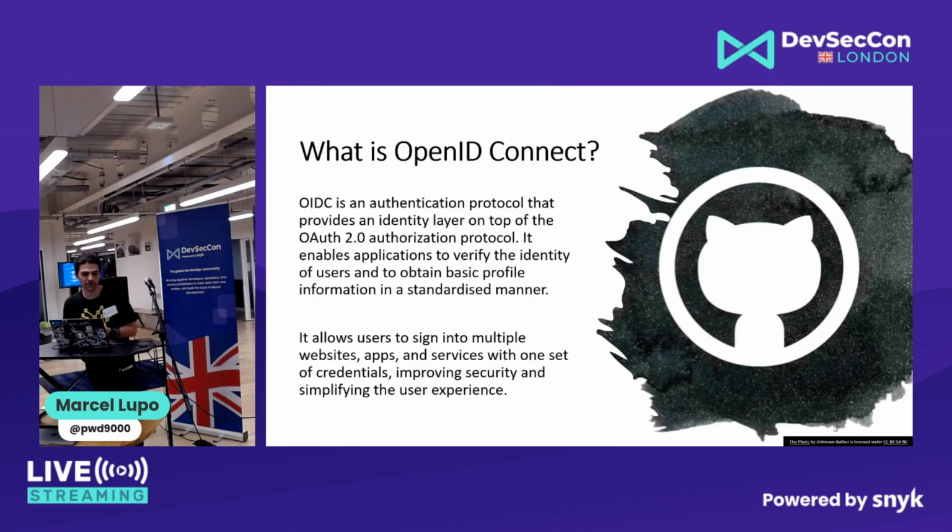First of all, let me talk about what OpenID Connect is. It's an authentication protocol that provides a layer on top of OAuth 2 that authorizes the protocol. It's a token-based authentication type that enables applications to verify the identity of users and obtain profile information in a standardized manner. It also allows for things like single sign-on, one set of credentials. It's basically passwordless. Each time you do an authentication, a token gets generated on the fly.